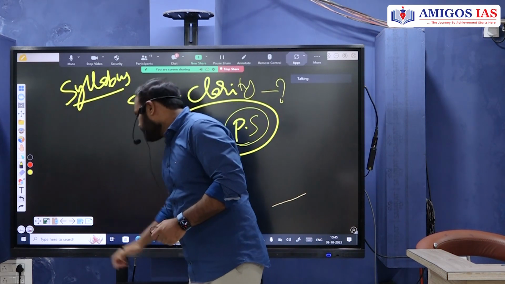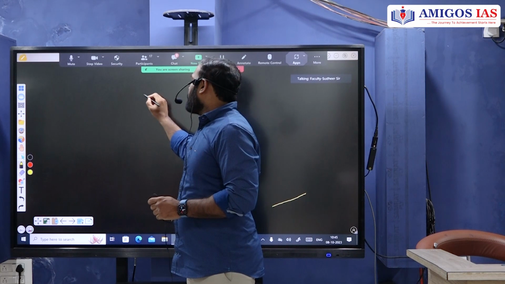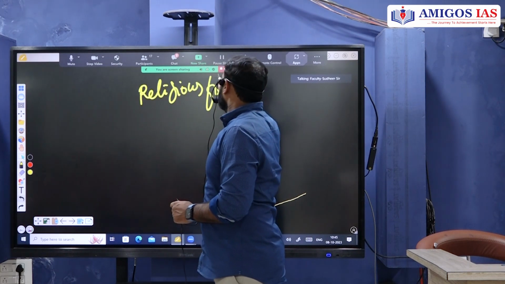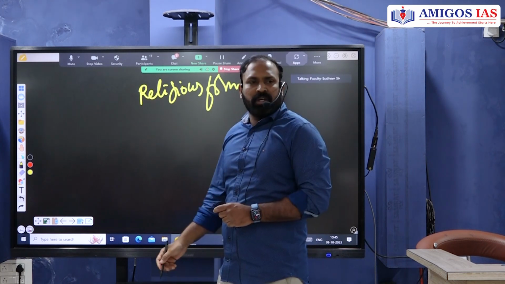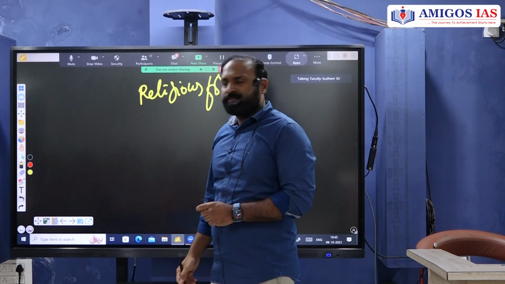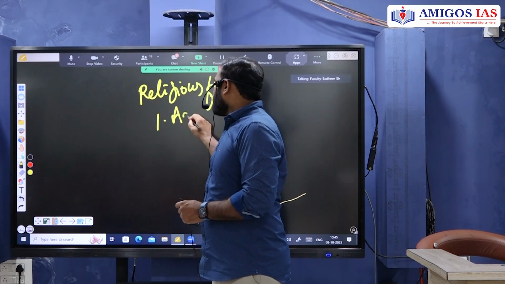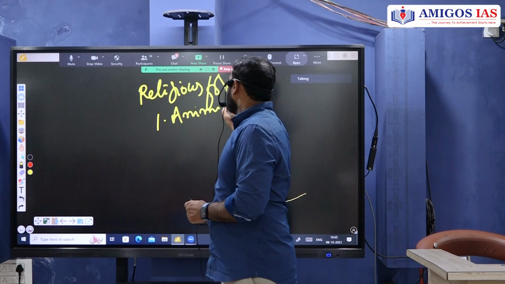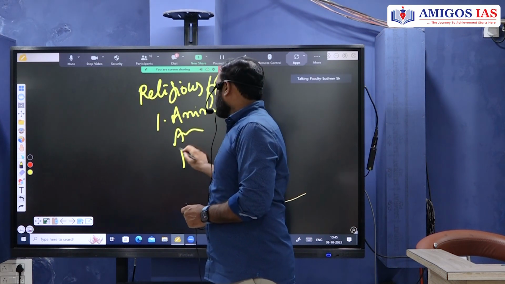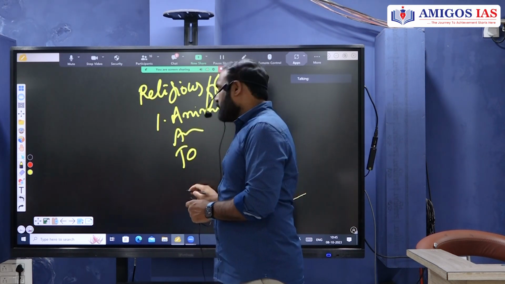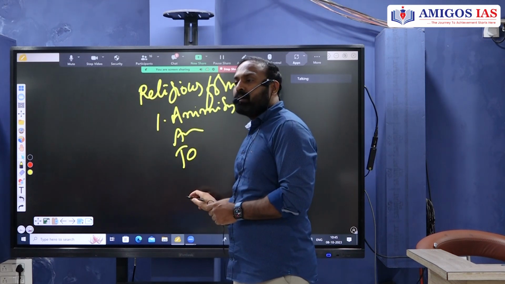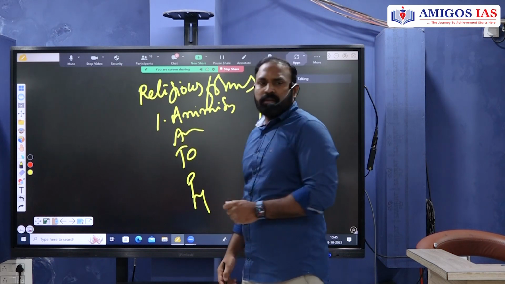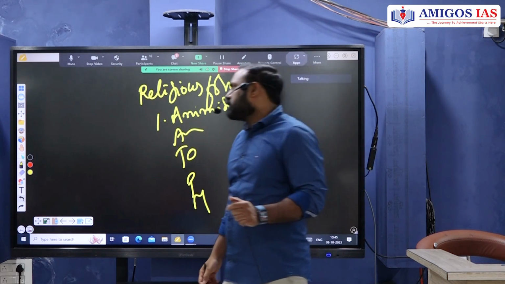I'll give an example. We study religious forms in primitive societies, right? What are they? According to E.B. Tylor, first one is animism, second animatism, third totemism, right? Then polytheism, monotheism. This you study in religion, right?